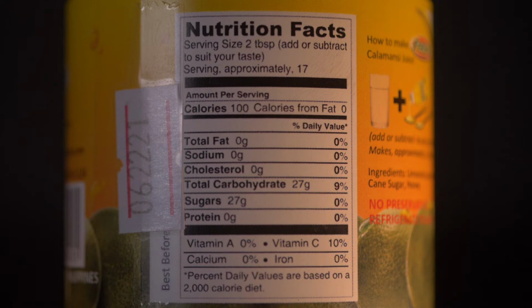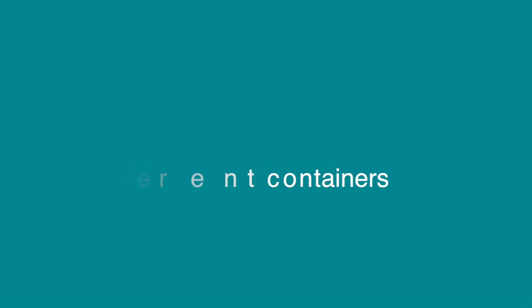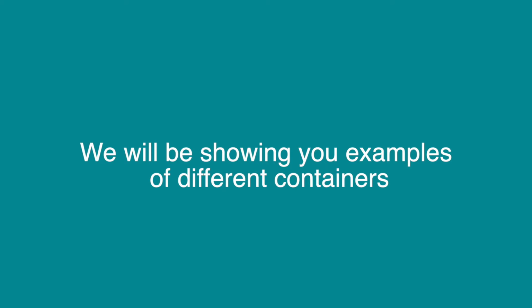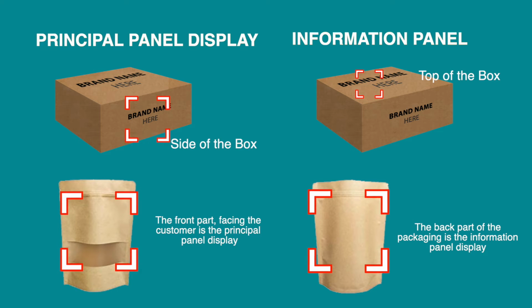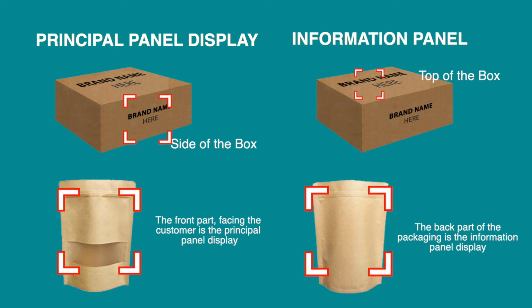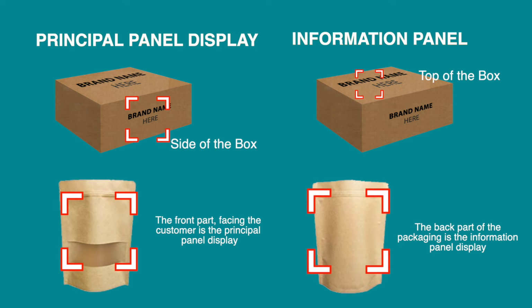Now that we know the list of requirements, let us now proceed in learning where to properly place the parts of the labeling. We will be showing you examples of different containers that are commonly used for food products. And you should know that there are two parts of properly labeling your packages: the principal panel display and the information panel. The principal panel display is the area or portion of the label of the package that is displayed and seen first by the customer at the point of sale.